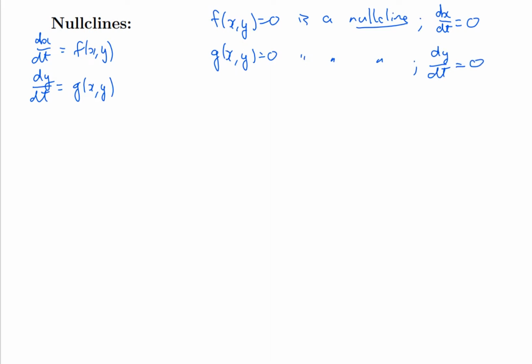So if you sketch those two curves, you'll divide the plane into regions where dx/dt is either positive, negative, or 0, meaning you're either moving right, left, or neither. Similarly, where dy/dt is positive, negative, or 0, moving up, down, or neither. And their intersection, where f of x and y is equal to 0 and g of x and y is equal to 0, well, look at the differential equation on the left. If f is 0 and g is 0, you must be at a fixed point.